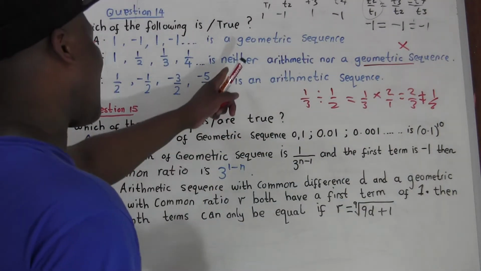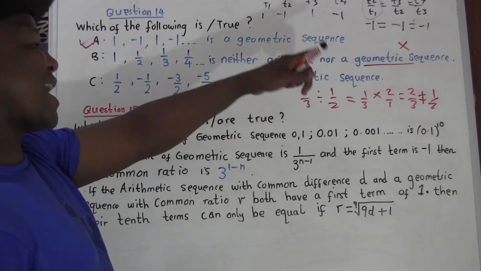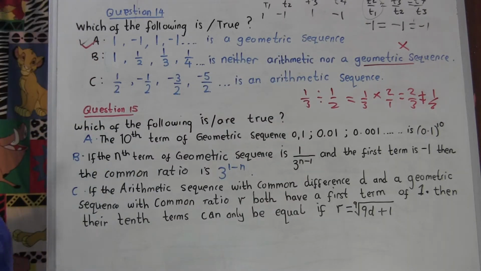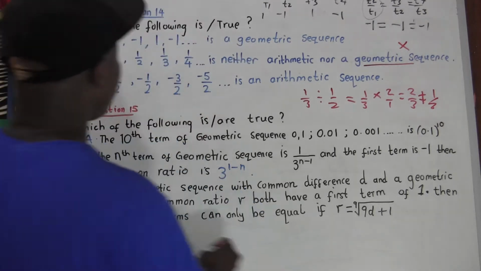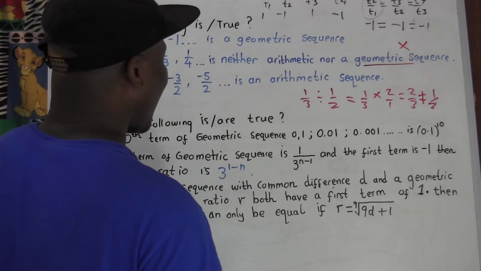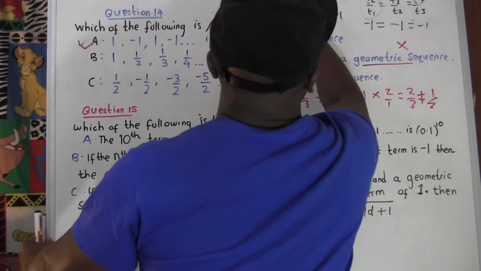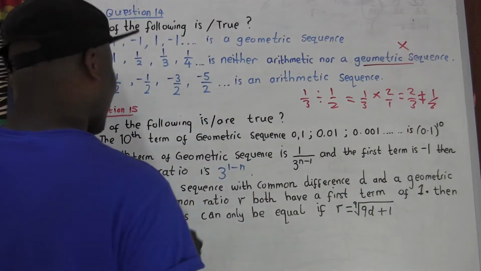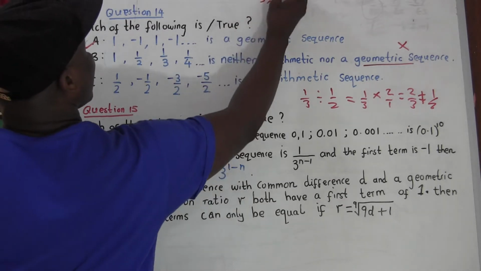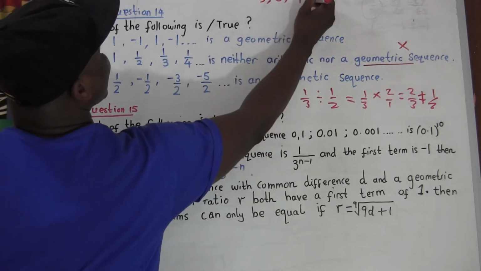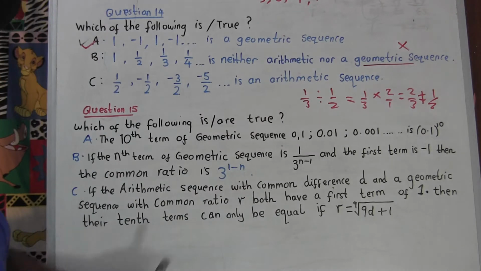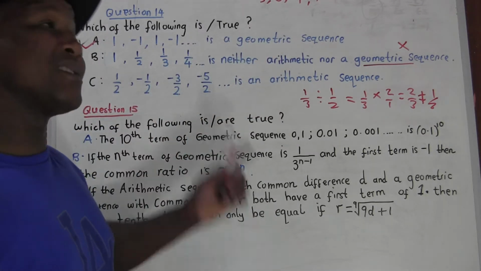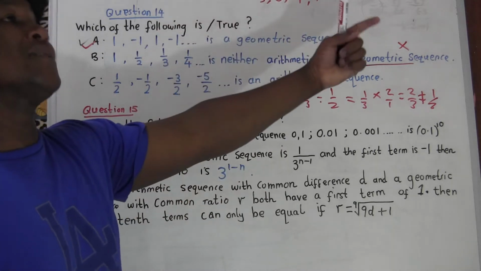Now we want to check, because they say it's neither geometric nor arithmetic. So that one is true. Now let's see if it's not arithmetic. For arithmetic you don't divide. Like if somebody gives, let's say, 3, 6, 9, this is arithmetic. For arithmetic, if you take every next term minus the previous, you don't divide, it must be equal to the next minus the previous.